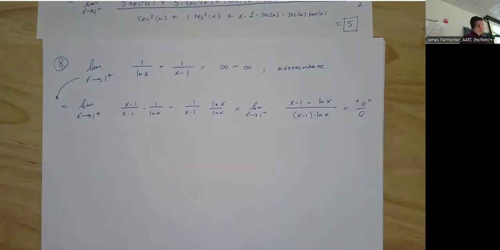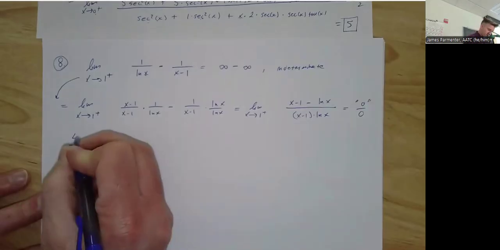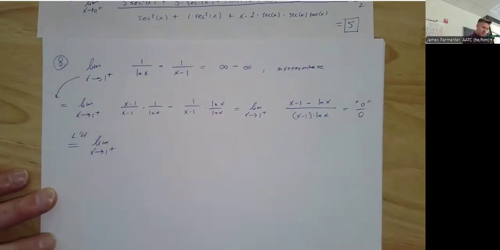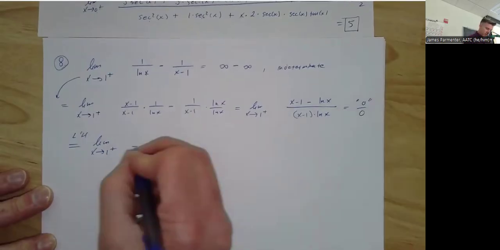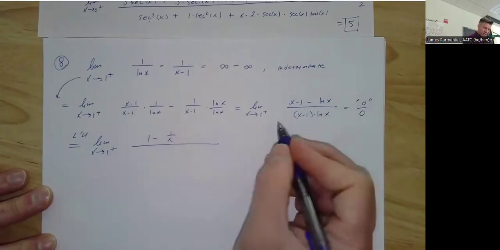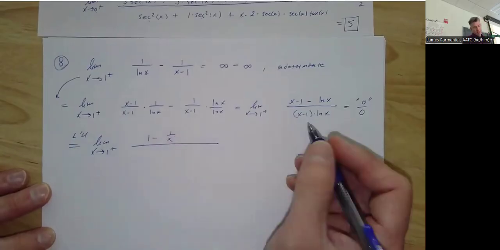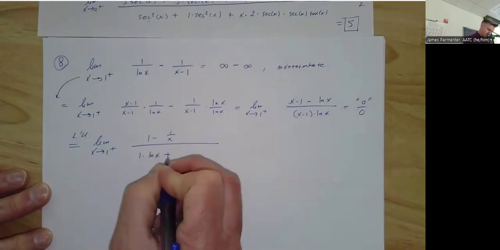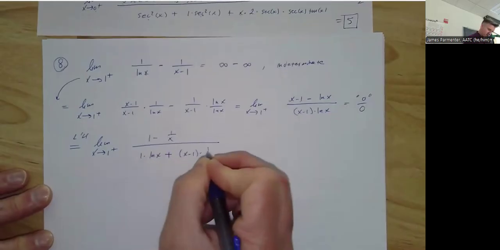So there's a simplification. We get a common denominator. We get x minus 1 minus natural log of x over x minus 1 times natural log of x, and that's definitely a 0 over 0 type when you plug in 1. So now we use L'Hopital's rule. We get the limit as x goes to 1 from the right. Taking the derivative of the top, we have 1 minus 0 minus 1 over x. Taking the derivative of the bottom, product rule as usual, we get 1 times natural log of x plus x minus 1 times 1 over x.